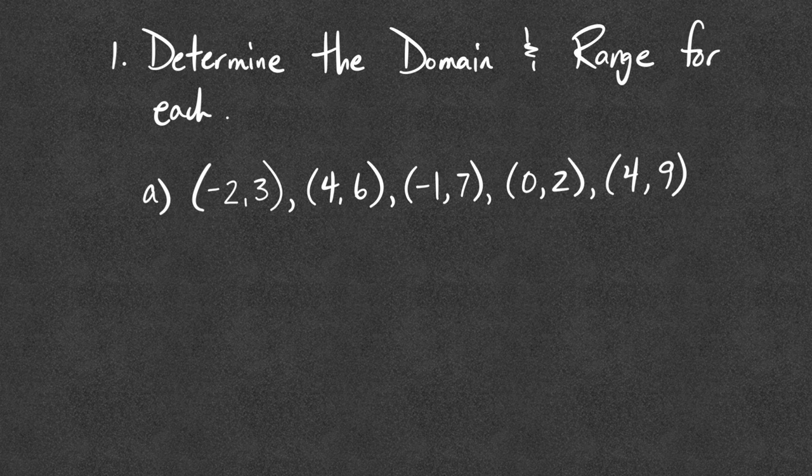What you see at the top of the screen is our instruction for the entire day. All we're going to do is take certain relations and functions, and determine the domain and range for each of them. So you see in problem A a list of points. This is our review portion for today. I want to make sure that we're good on domain and range.